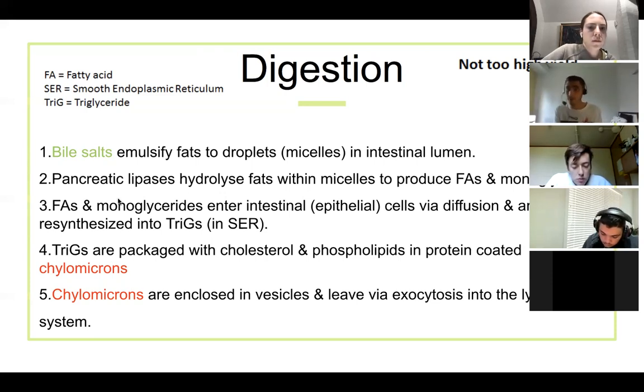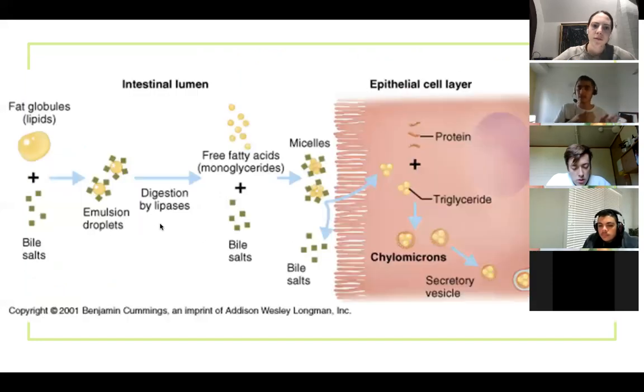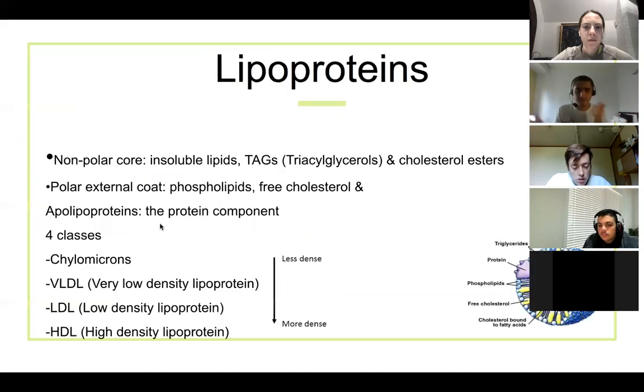We're going to talk about that in the next slide, but chylomicrons are super important. Pretty much, these enclosed lipid packages go through exocytosis, leave the intestine cells, and go through the lymphatic system, through the lacteals, to the rest of the body. There's a really nice diagram that shows all of this to help visualize.